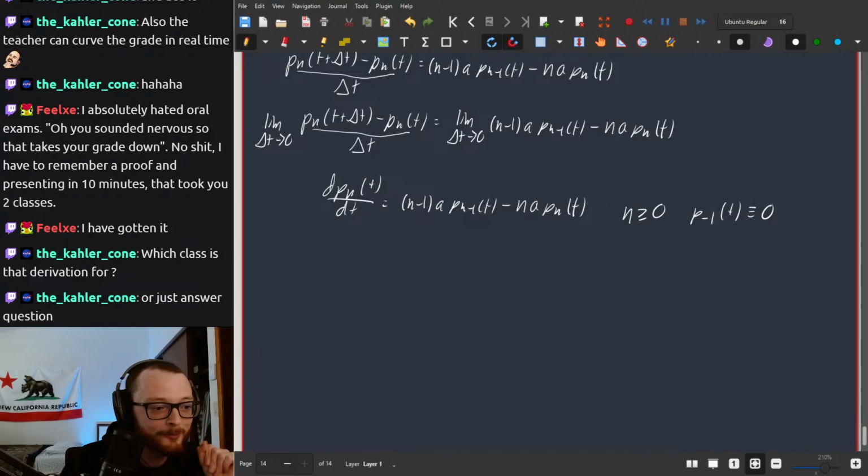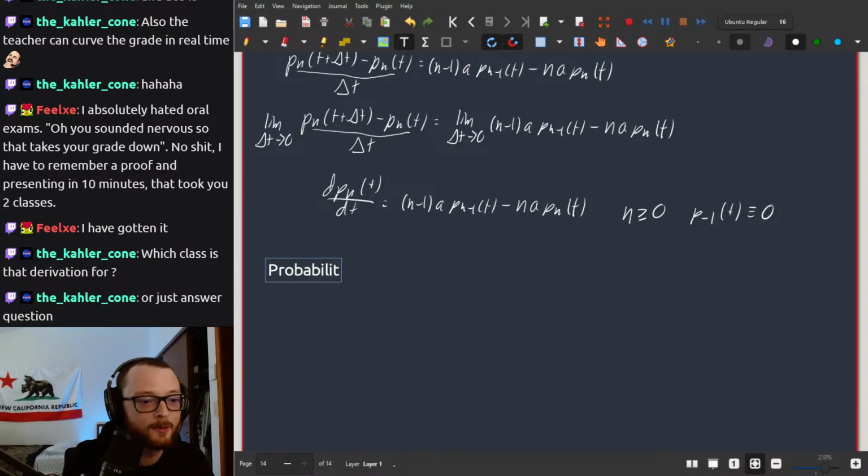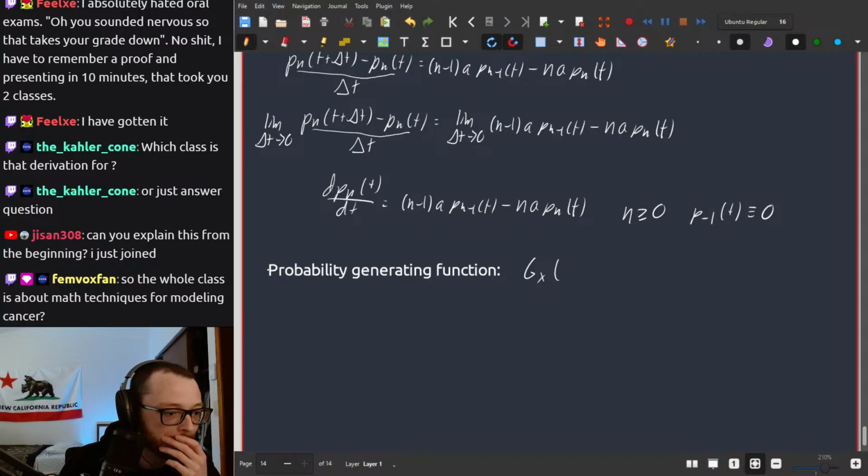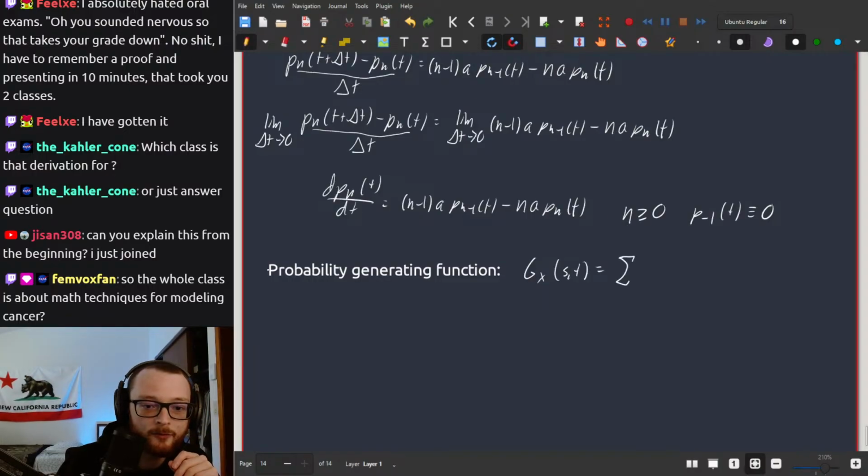The thing that I thought was really cool with this is that we're now going to use a probability generating function. So you have to pull it out of thin air, but the probability generating function for a random variable x is g sub x of s comma t. It's going to be a power series in s, basically, with p sub n as the coefficients.